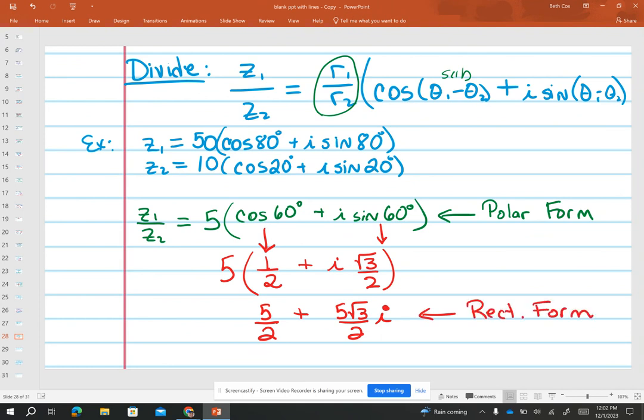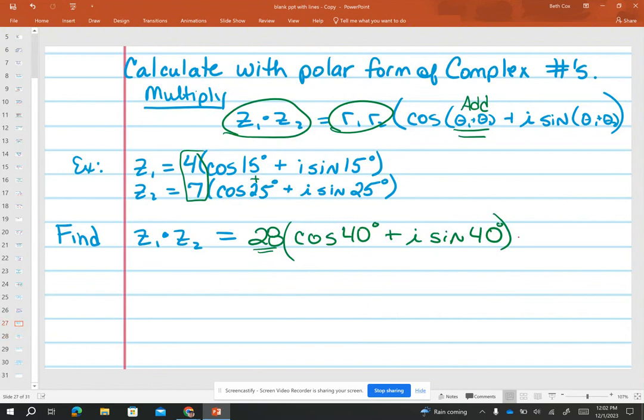Make sure when you're doing your work that you look to see what form they want their answer in. Polar form is going to be like that one, but if they want it rectangular, then you need to continue on. Let's back up to the previous problem. I'm going to show you. This is the polar form answer.